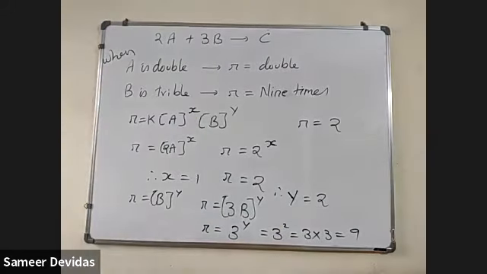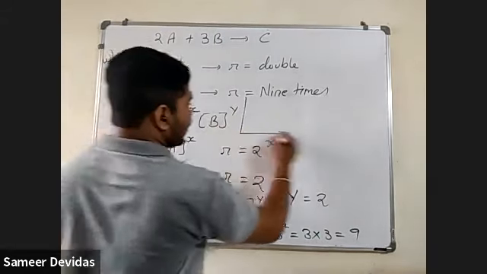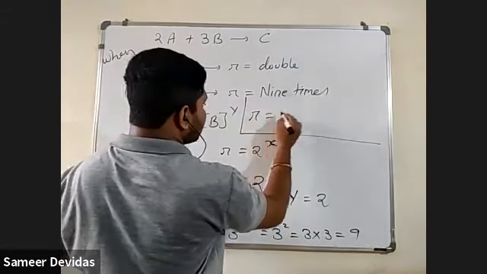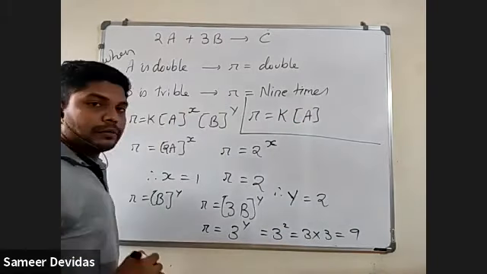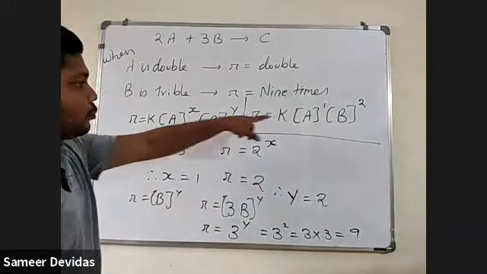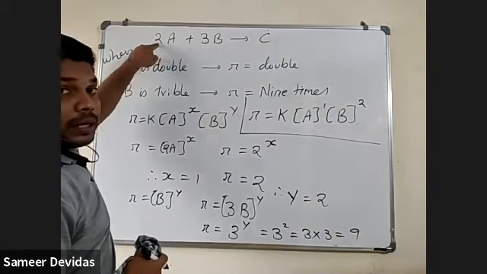So now we are writing the final rate law. What is the final rate law? R is equal to k, A raised to what? X is 1, no? 1. And B raised to 2. So this is your final answer. Actually, if you see, students, if you write the stoichiometries, the A is what?